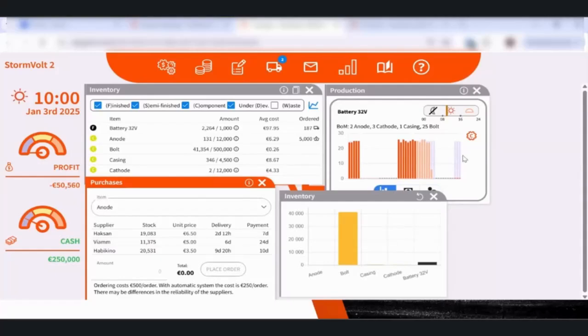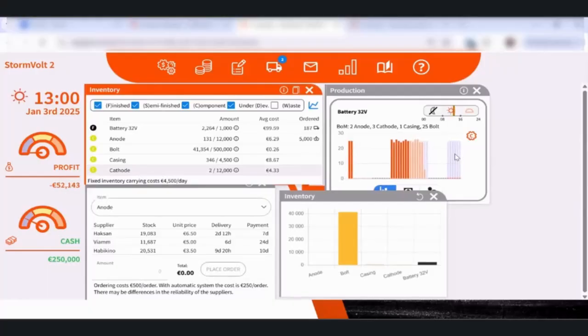Now, actually, we ran out of some components. As you can see, the production process is now, the bars are transparent. We ran out of cathodes, and that's why the production stopped here. But this is a demonstration in a way, so we don't have to worry about that. It's more important to give you the principle of how this functions. Let's now go back to inventory.